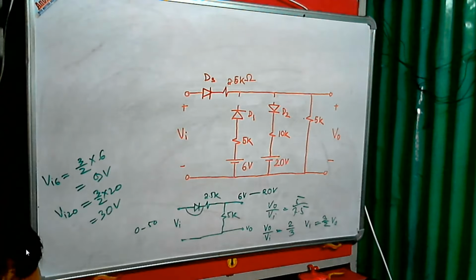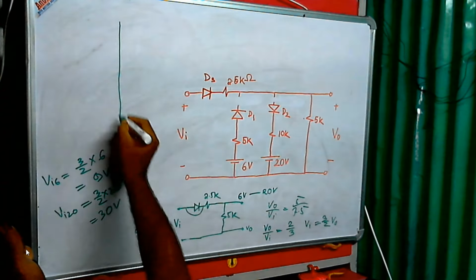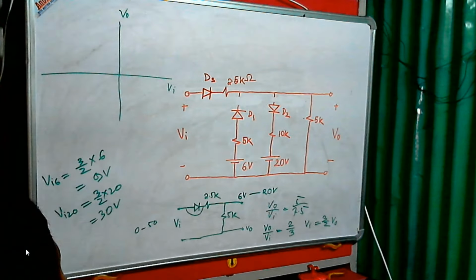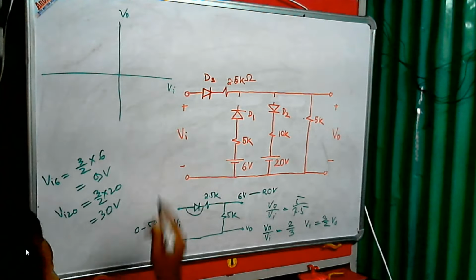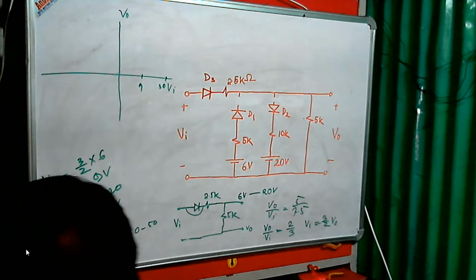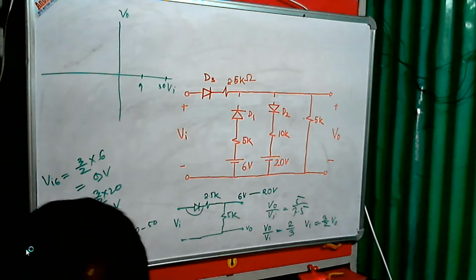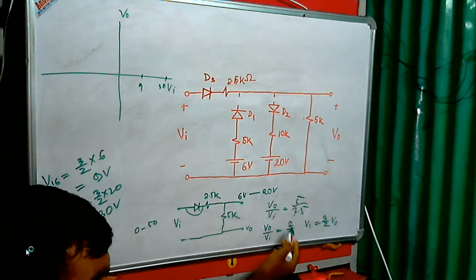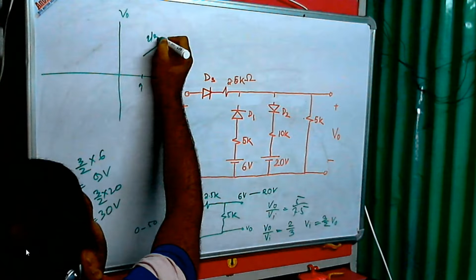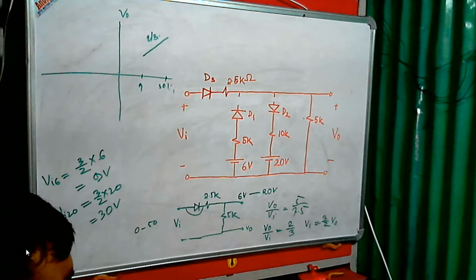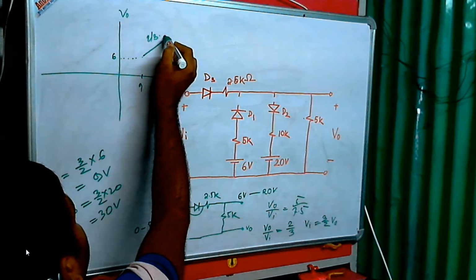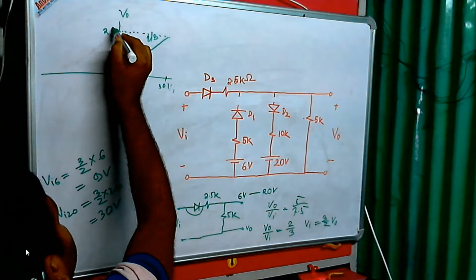Now you can take this as y-axis and this as x-axis. So this is input, and this is output. From 9 volt to 30 volt of input voltage, this is a linear curve with a slope of 2 by 3. So it will look like this, with 2 by 3 slope, and your output voltage will be 6 volt to 20 volt.